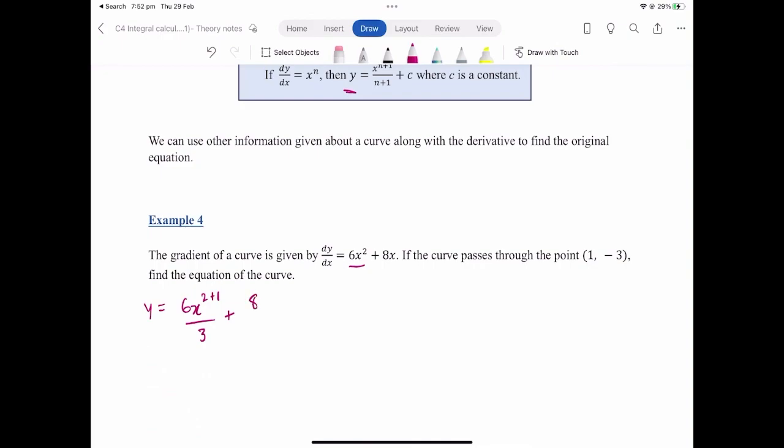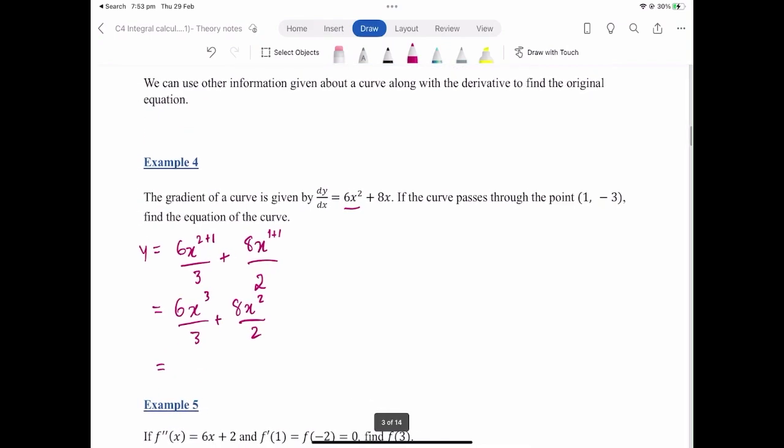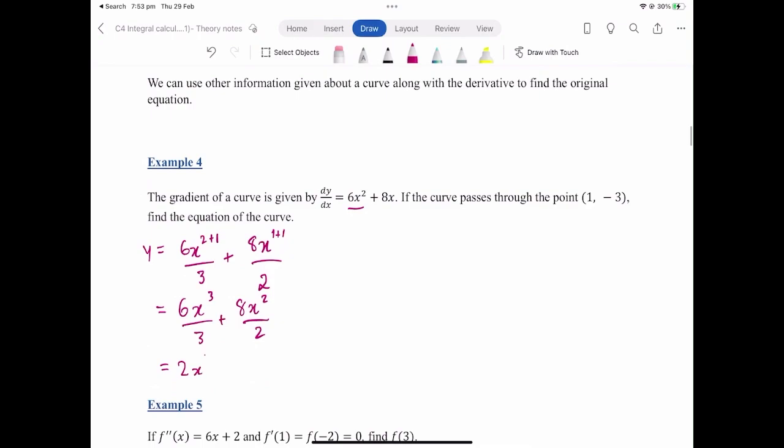Plus, we've got 8x. Now, the power for x is 1, because x to the power of 1 is just equal to x. We're going to add 1 to it, so we've got x to the power of 1 plus 1, which is 2. So we're going to divide it by 2. So this is the same as 6x to the power of 3 divided by 3 plus 8x squared divided by 2. And of course, we can simplify this one step further and get 2x cubed plus 4x squared. And of course, we can't forget that constant term, that plus c on the end.